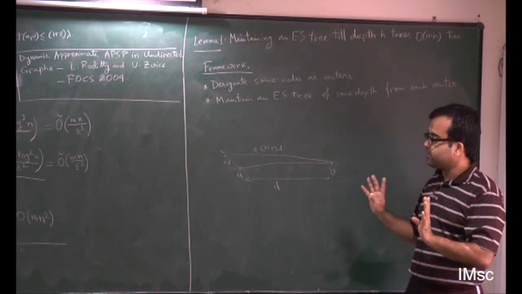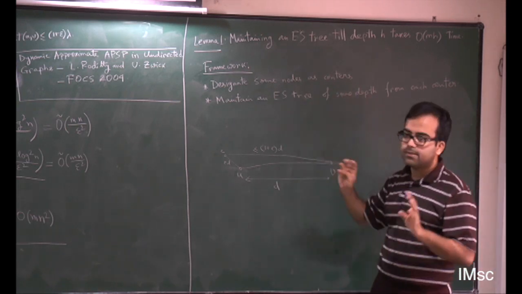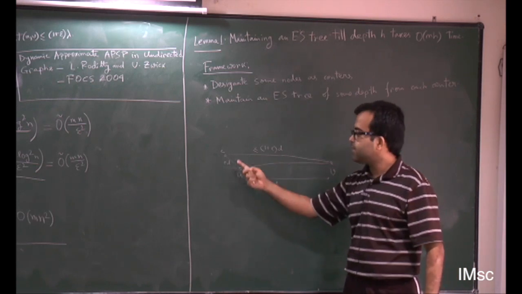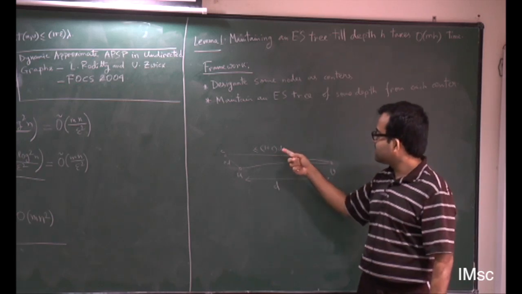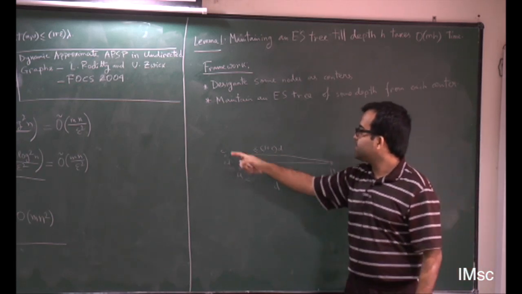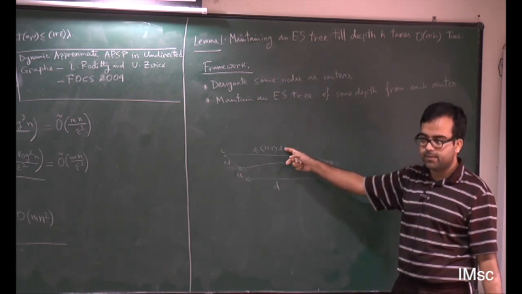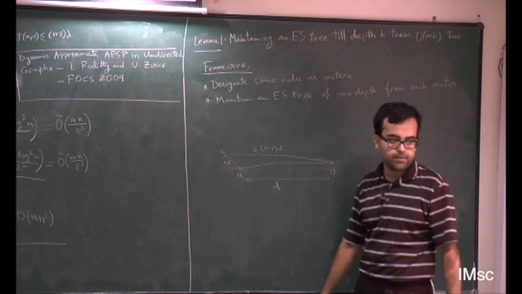So, two things we need to be careful about. One, we need to pick the centers in such a way so that this property is satisfied, that every node has some center close to it. And the second thing is that it just suffices to maintain an eventual tree until depth d, and this will also improve the running time. Okay.